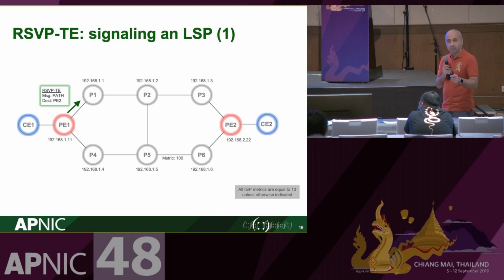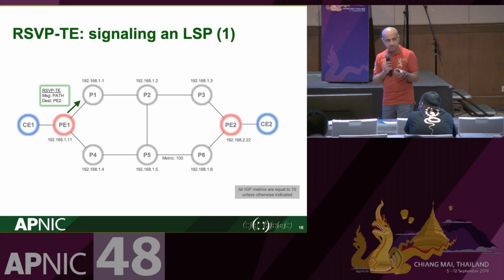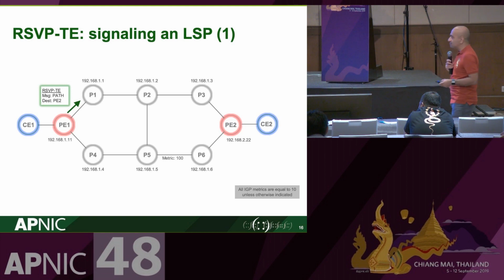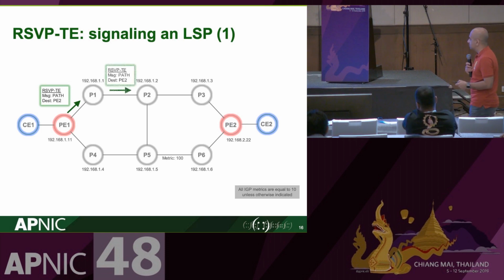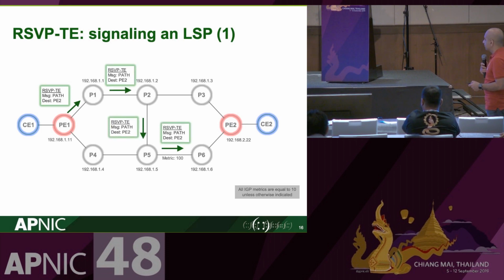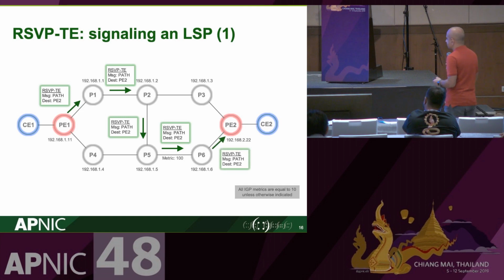The signaling starts from what we call the head end. The head end is the upstream router, okay? So it sends what we call a path message. This path message goes all the way to the destination. So it goes, as you can see, it's going to the destination. What is one thing that's different in terms of the path? Anyone?